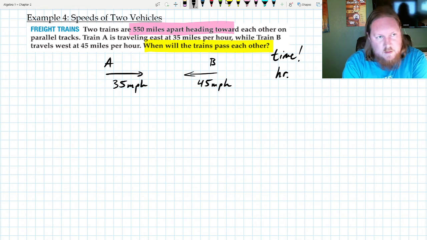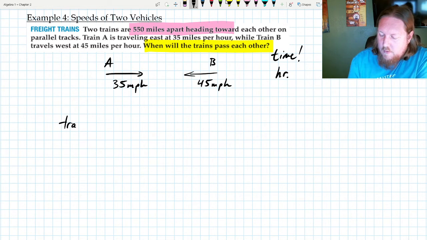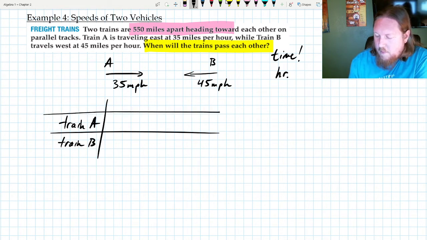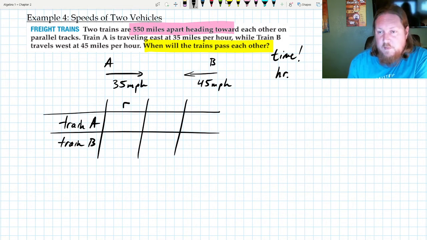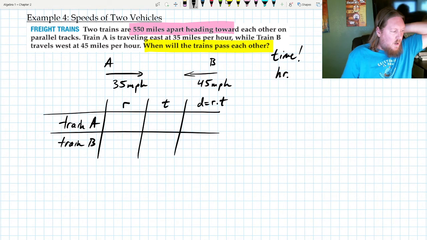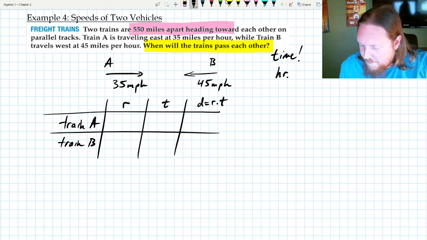Well, let's make a little table. Tables are good for organizing our information. So we got train A. Let's have a row for that. And train B. And we have rate, which is the speed, the time, the thing we're looking for, and the distance, which is actually rate times time, isn't it? All right. Now, let's fill in what we got here.